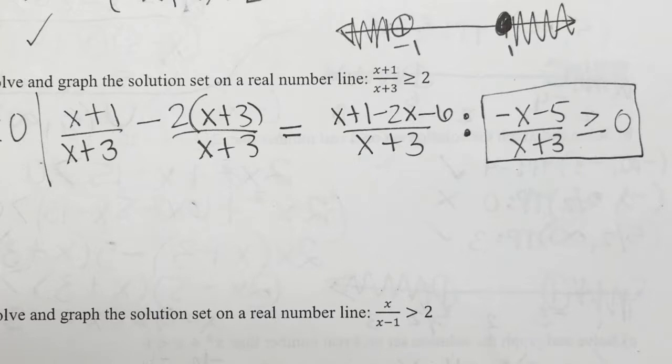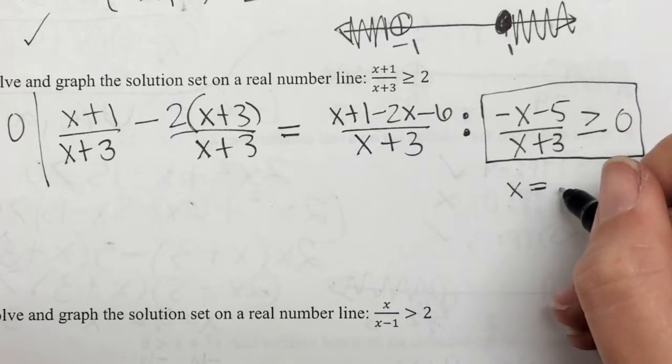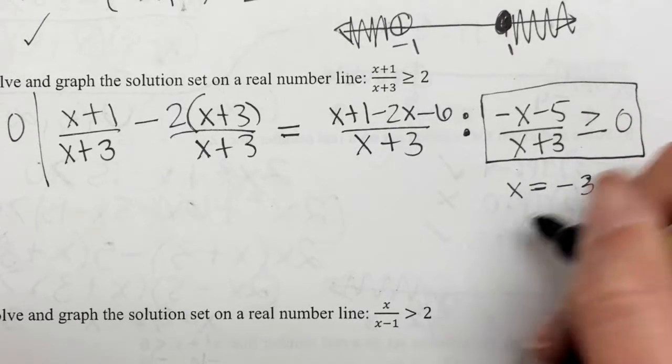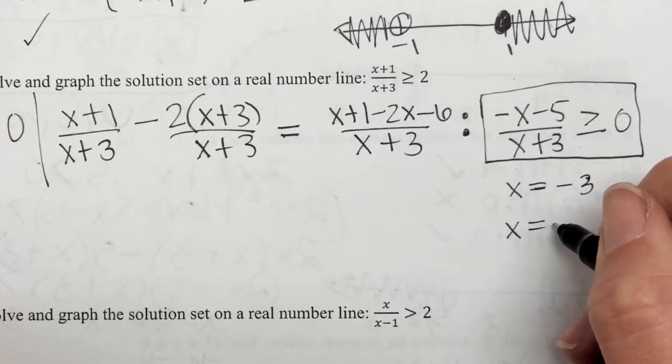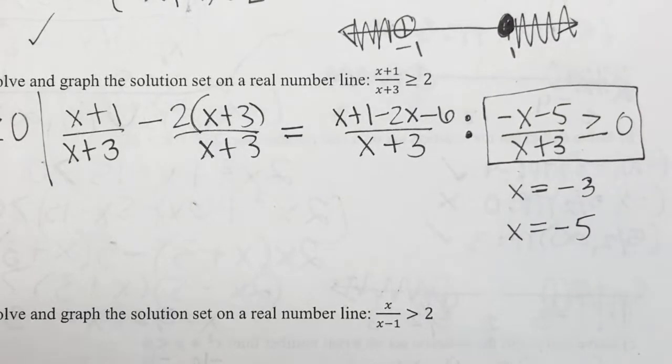Everybody good so far? Yes, you are. So now we set what to 0? Top and bottom. So the bottom's going to give me x equals what? I was asking about the bottom, but you also gave me the top. That's okay. The top's going to give me what? Yes. So -5 and -3.